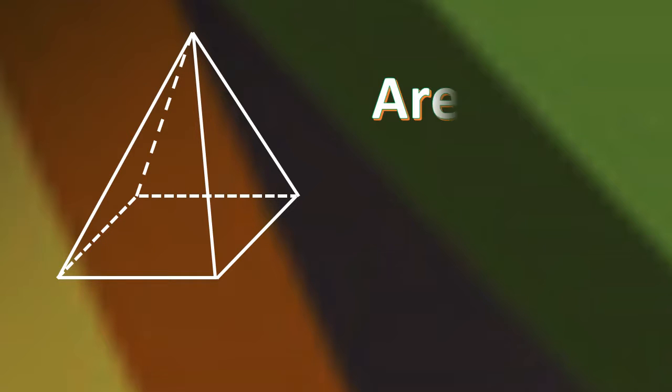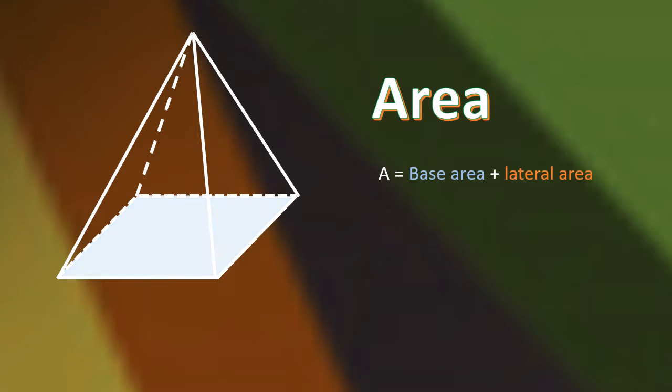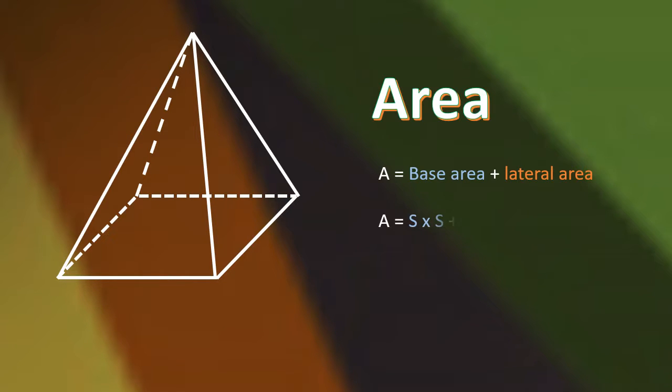We are going to learn about the surface area of a square-based pyramid. We have a pyramid there. The surface area of a square-based pyramid is equal to base area plus lateral area. It is the base area of the square-based pyramid. So the surface area is equal to side times side plus 4 times half times side times ht. Here is the ht.